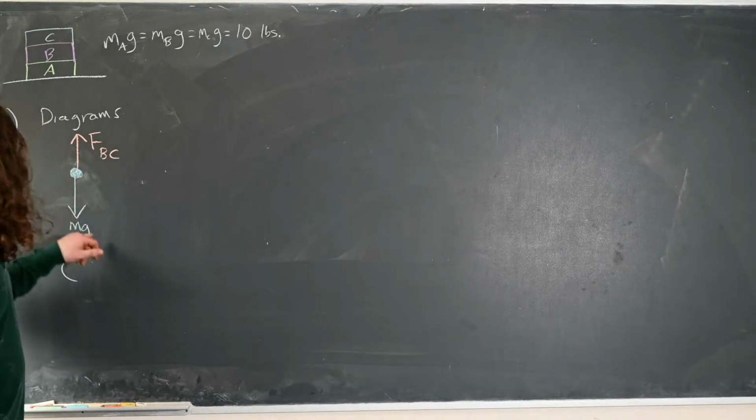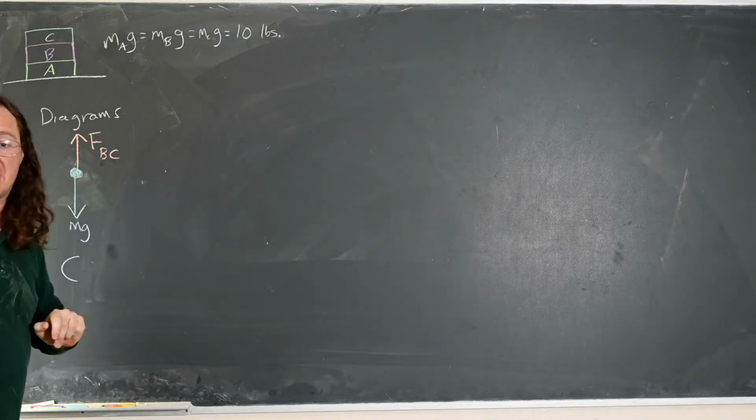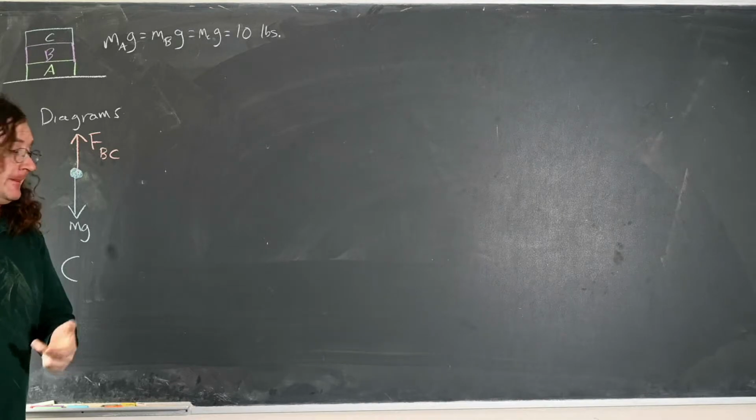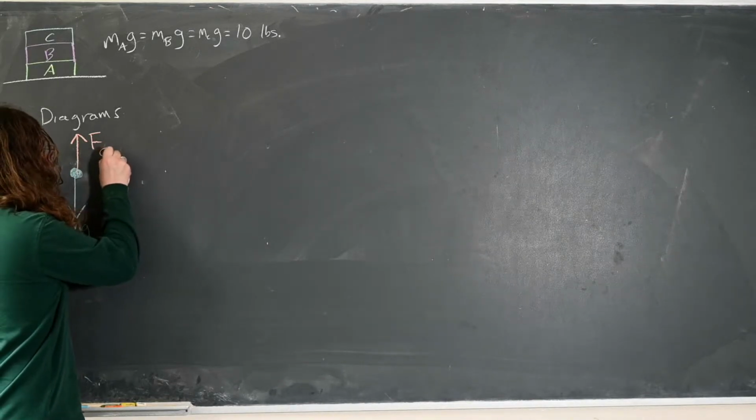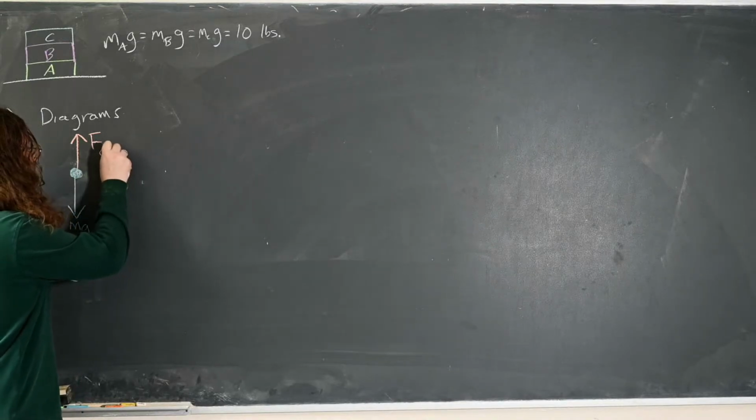So I need to label them with subscripts. Now, there are lots of different subscripts you could use. Some of your TAs may use a different order. Here, when I write this, I mean the force of book B on book C. Or you could say, well, let me write it this way, the force on C from B. It doesn't matter. All that matters is that you're clear about what the notation means.